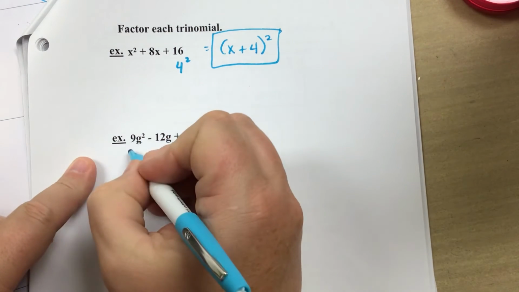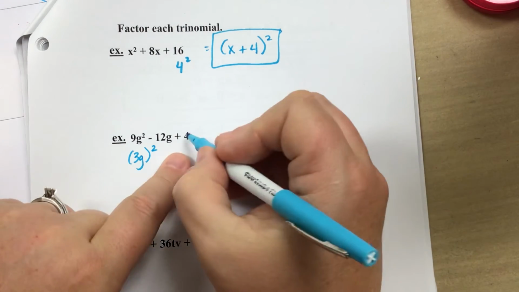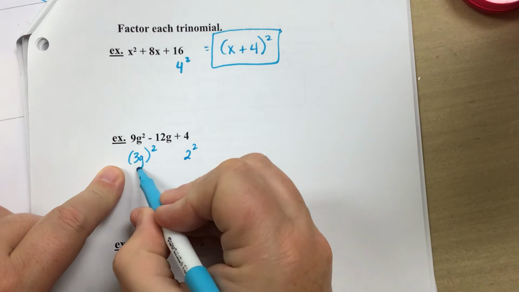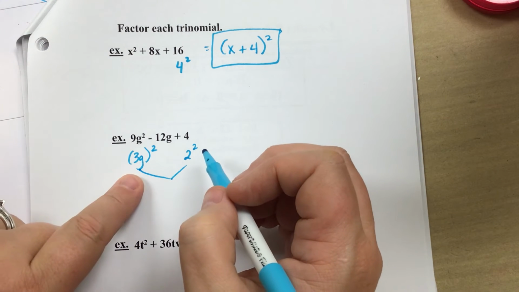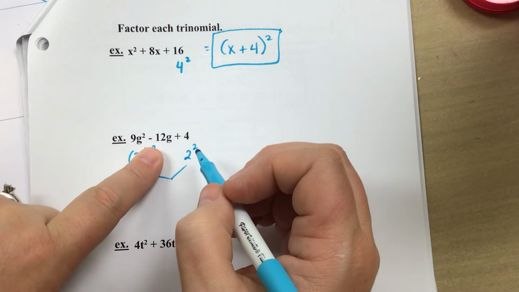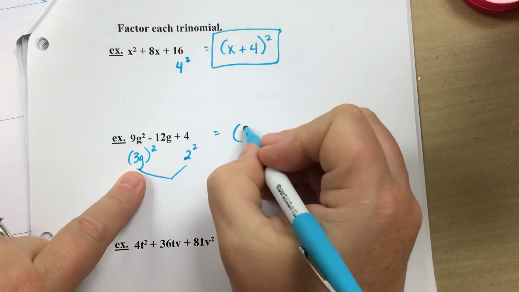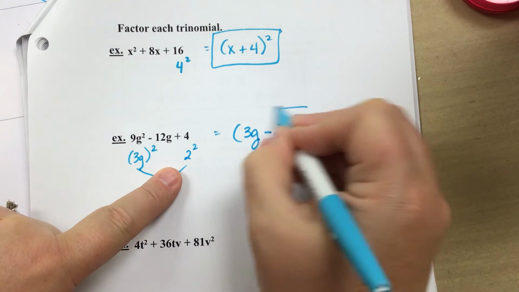So 9g squared is the same thing as taking the quantity 3g and squaring it. And then 4 is 2 squared. So if I multiply thing 1 times thing 2, 3g times 2 is 6g. And if I multiply that by 2, that gives me 12g. So since there's a minus in the middle, it's going to be 3g minus 2, all quantity squared.